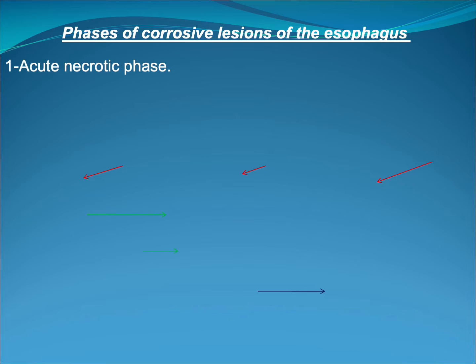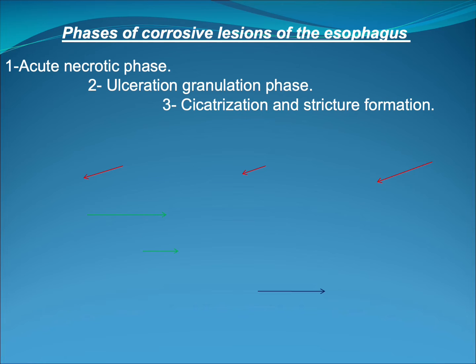So what are the phases of the injury? Initially, there will be an acute necrotic phase. Patients will sometimes be acutely unwell, having edema and inflammation and swelling of the tongue and the upper oropharynx, unable to swallow, have drooling of saliva, and then we have the ulceration, granulation tissue, and then later on will end up with stricture, fibrosis, and cicatrization.